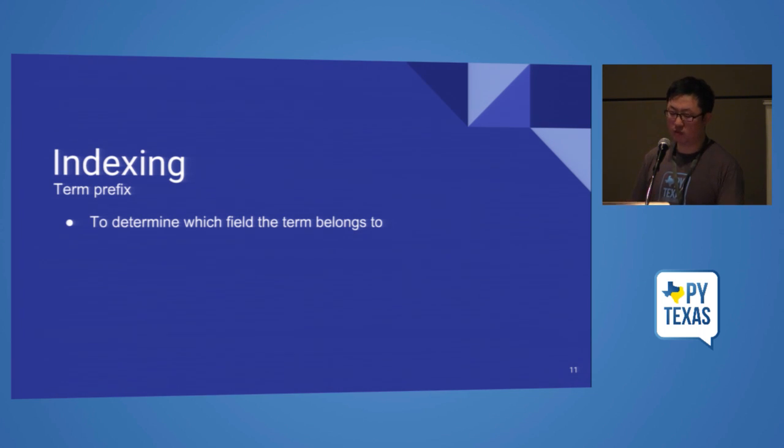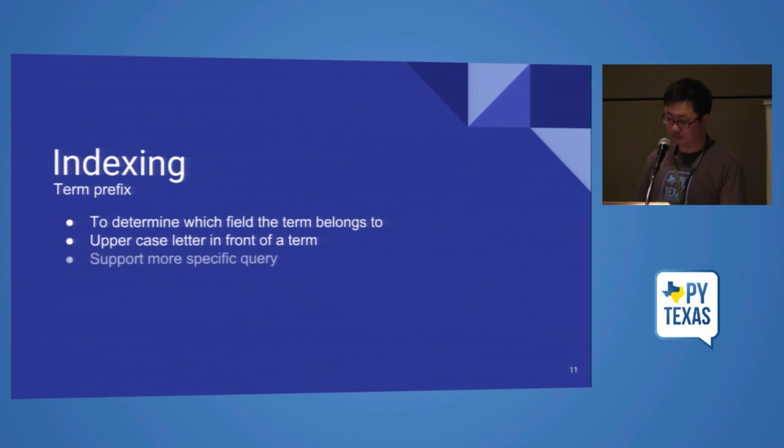We can also optionally add a prefix to a term. The prefix is an uppercase letter in front of a term. It determines which field this term originated from in the source data, for example, the title of the movie. If you add a prefix S in front of the title, then at search time we are able to search specifically for movies that contain the keyword, but only in the movie's title field.